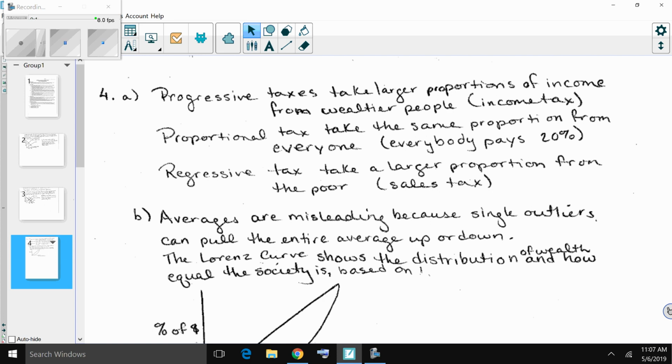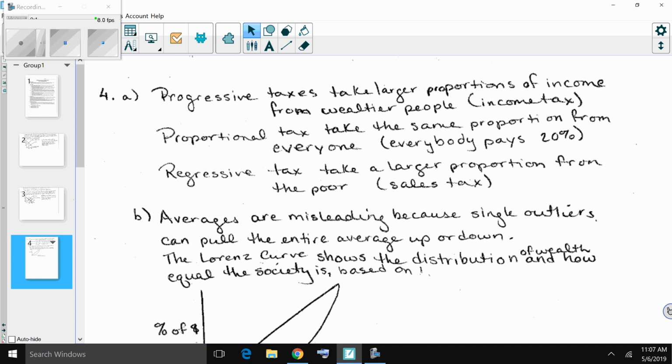Progressive taxes, on the other hand, if we tax our top earners 50 or 60%, you don't care because as a student, you're probably not paying income tax at all. Bill Gates would care a lot because he would be in that category. That would be a progressive tax.